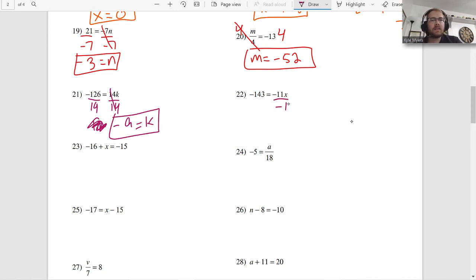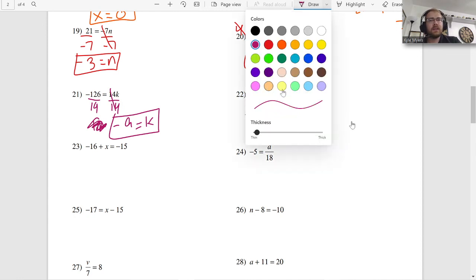Over here, divide by negative 11. And that's going to be what? 13, 13. Positive 13. Yeah, because 13, 13, 1, 3, 4, yeah. And then it's a negative divided by a negative, which makes a positive. All right, on to the next color.